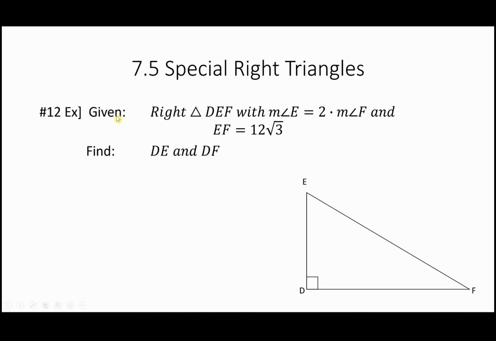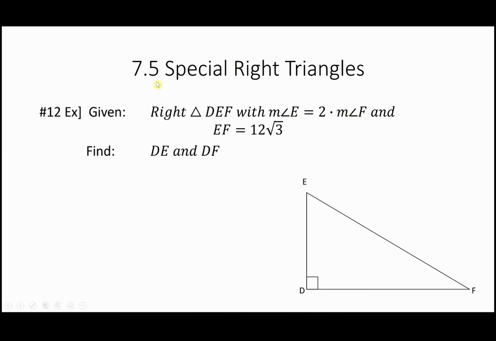Okay. Now, for number 12, we are given right triangle DEF, where the measure of angle E is twice the measure of angle F. Well, angle E and angle F are the two acute angles, because they are the two angles that aren't the right angle within a right triangle. There was a theorem, if you recall, that says that these two angles need to be complementary. So if one angle is going to be twice the measure of the other angle and they have to sum to 90 degrees, there's only one possibility for the measures of angles E and F.